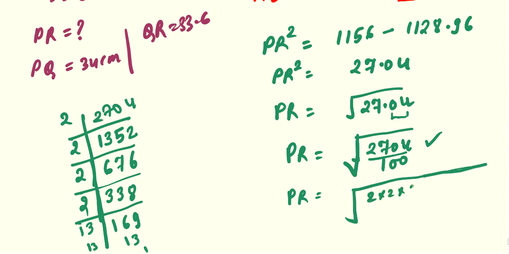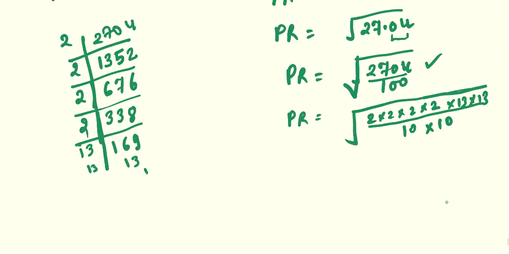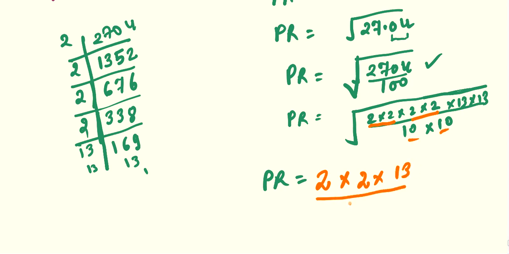2 into 2 into 2 into 2 into 13 into 13 whole upon 100. 100 can be written as 10 into 10. Now PR equals to, so first this 2 into 2, so one value we have to take here, so only 2 out. Then again 2 into 2, so 2. Then 13 into 13, so 13. Then 10 into 10, only 10.